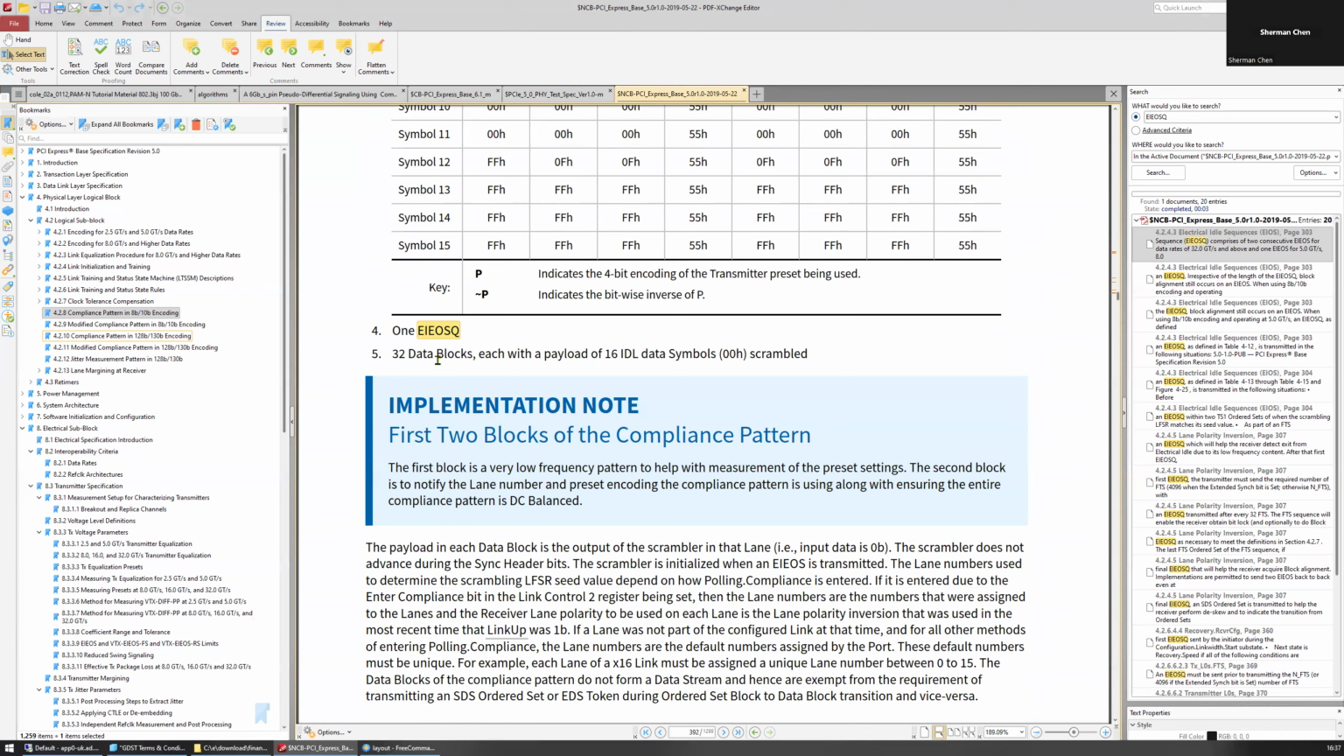The fourth block is just one electric idle exit ordered set sequence. And the fifth, also the last block, consists of 32 data blocks. Each contains 16 idle symbols, scrambled. So this is the compliance pattern for 128b/130b.